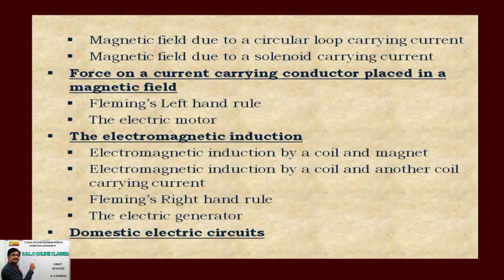We are getting the electromagnetic induction due to those two steps, and we are also learning Fleming's right hand rule, and also the electric generator. And in the end, we are taking the last part, that is the domestic electric circuits. These are the points which we are discussing in this topic.